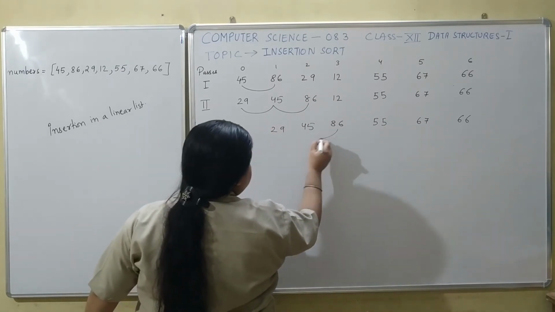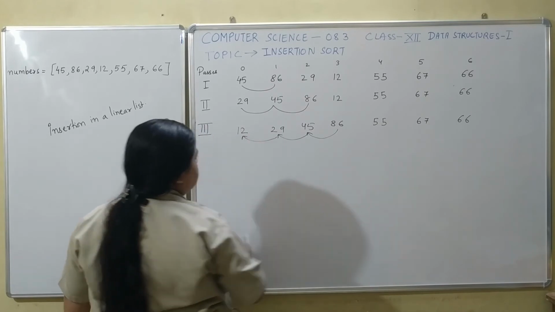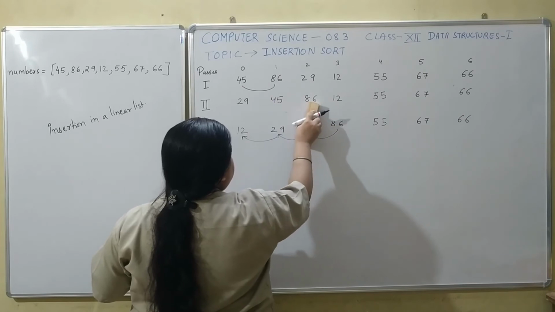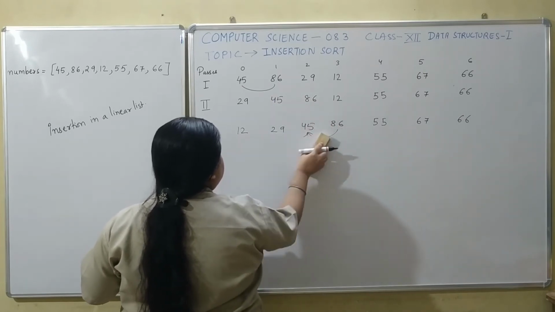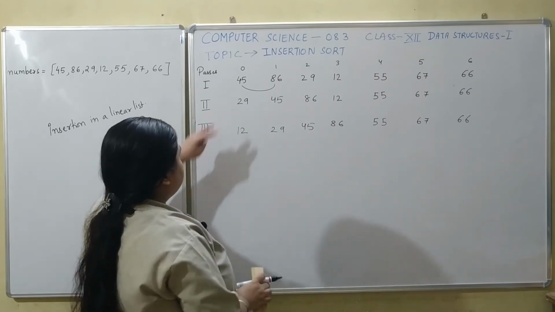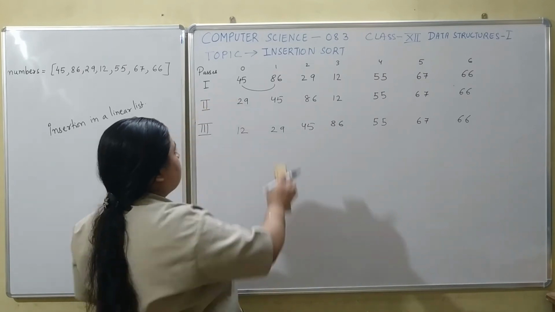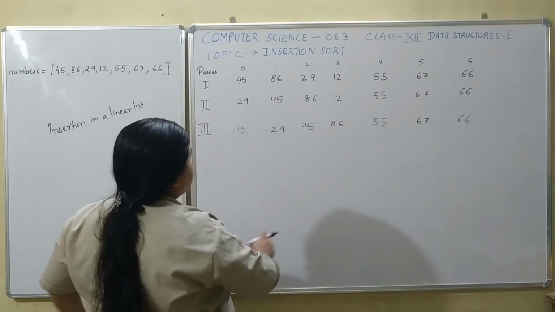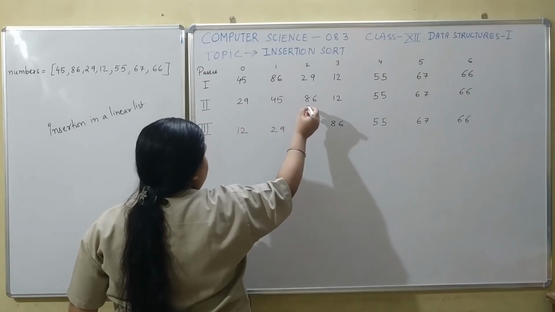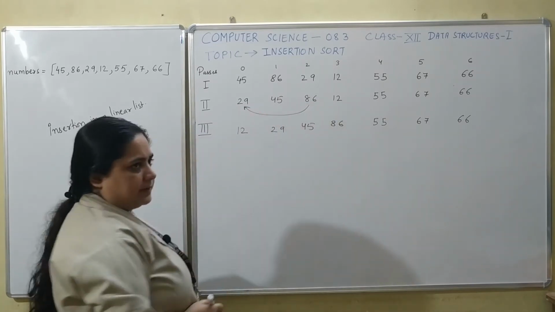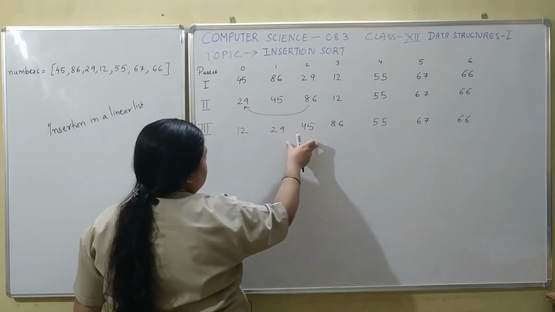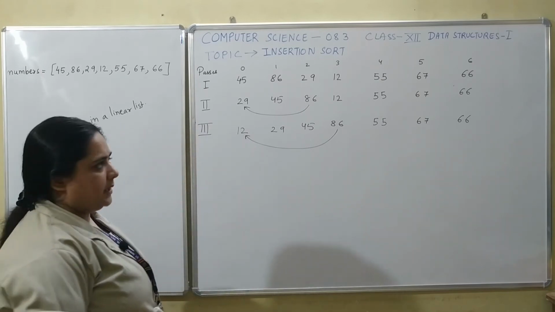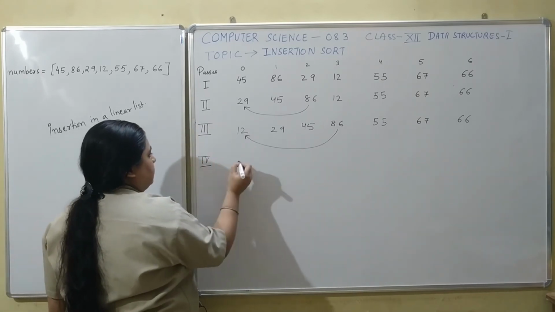So here it was something like this. So I'll represent it in a proper way. In the beginning this was the list. There was no change in this at the end of the first pass. In the second pass 29 was over here, so it was inserted right over here. In the third pass, in the beginning of the third pass, 12 was over here and it got inserted over here. Now the fourth pass.